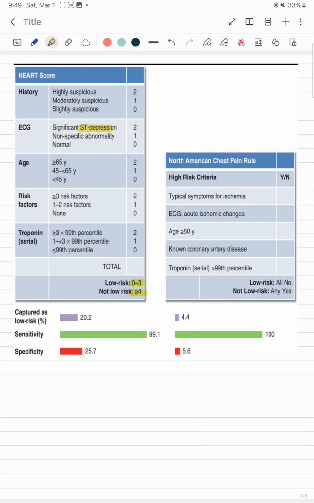This is the HEART score: history, ECG, age, risk factors, and troponin. Whereas the North American Chest Pain Rule is a yes or no type of scoring system, which includes 5 questions: any typical chest pain of ischemia, any acute ischemic ECG changes, age more than 50, known coronary artery disease, and troponin more than the 99th percentile. Any patient with any yes is not a low-risk patient, should be subjected to further evaluation and acute management, and should be referred to the ED, the emergency department.